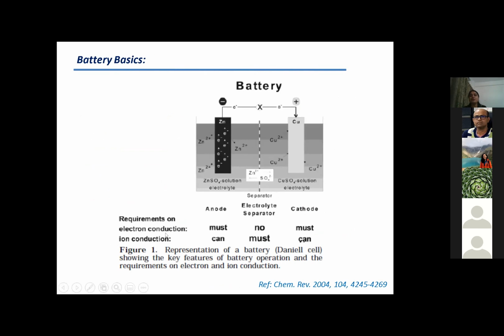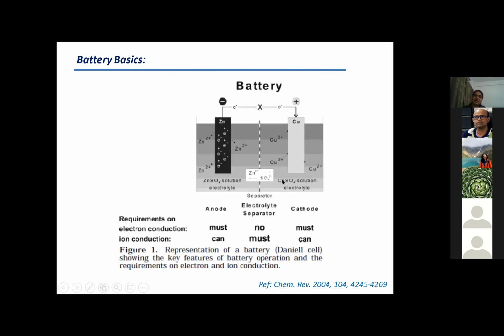So electron conduction and ion conduction. For the electrode systems, of course, we should have electron conduction in the electrode system. But in between there will be an electrolyte which will help you separate these two electrodes to avoid safety-related issues, so that it will not be short connected. That means the two electrodes will not be connected. So that is the separator. Electron should not conduct through this. That is the important feature.